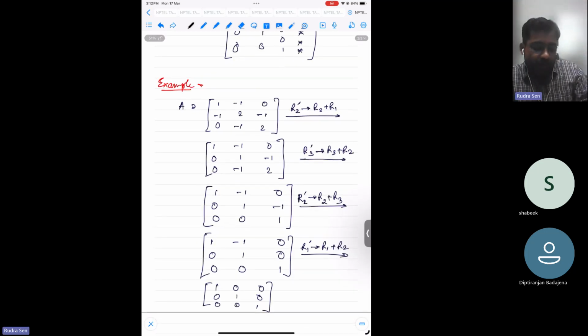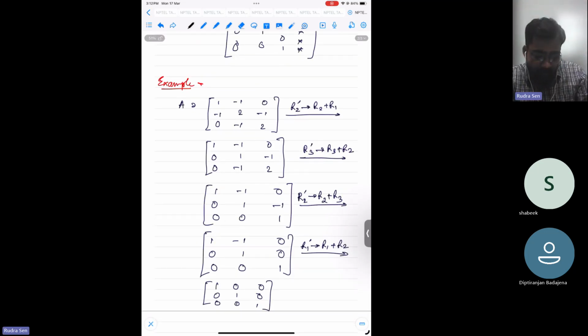So that means this matrix definitely has 3 pivot elements in 3 different rows. So that means this matrix is an invertible matrix. Obviously for a square matrix, if the matrix is invertible, the reduced row echelon form would be an identity.